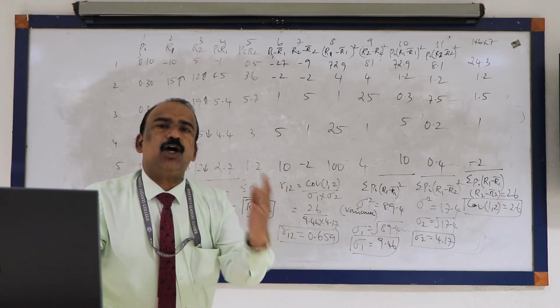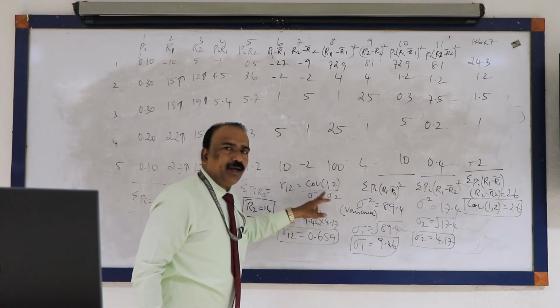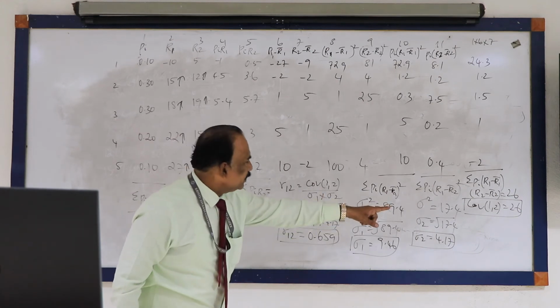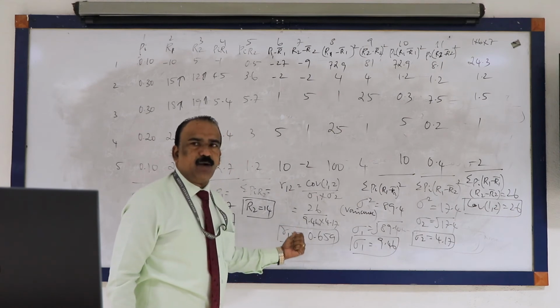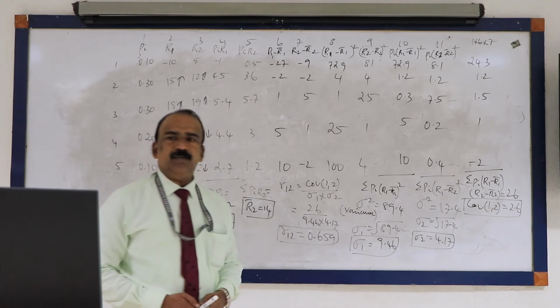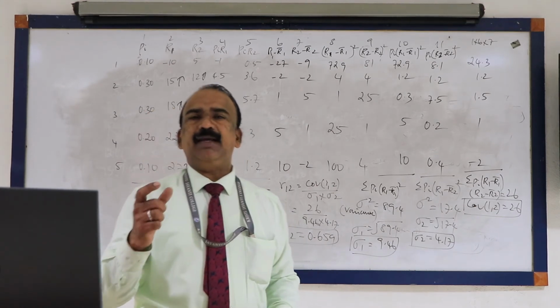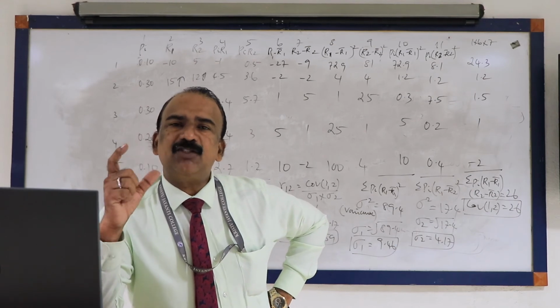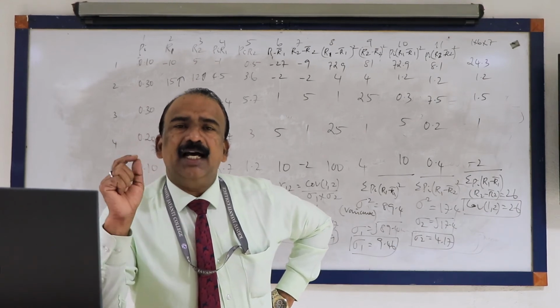Now, how to get the correlation? Correlation is covariance divided by standard deviation of 1 into standard deviation of 2. So covariance is 26 divided by 9.46 and 4.17. That is 0.659. So what does it mean? There is a high positive correlation between two stock returns. So please write.